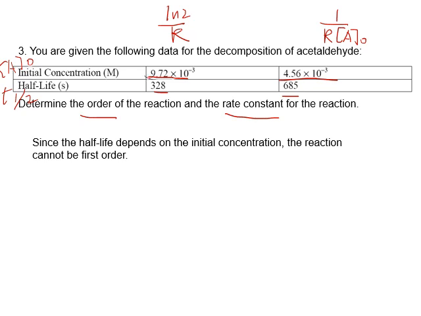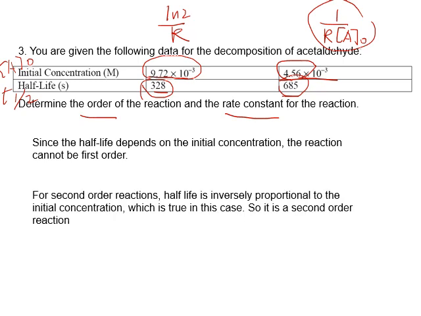So from 9.72 times 10 to the minus 3 it goes to 4.56. The concentration is reduced by half. According to this equation, the half-life should increase twice, and that's what we do observe. 328 increased to 85. That indicates this is a second-order reaction.